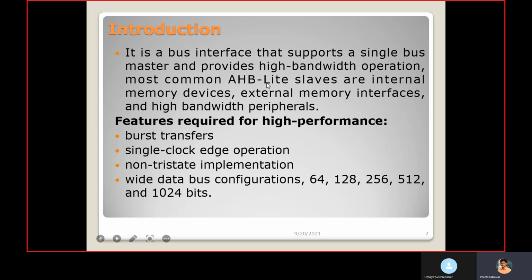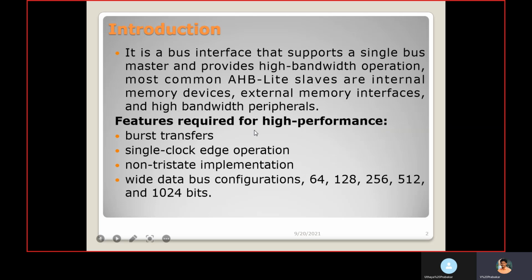Most common AHB Lite slaves are internal memory devices, external memory interfaces, and high bandwidth peripherals. So here in this Lite version, we have only one master and multiple slaves. The slave may be a memory device, an external memory interface, or a high bandwidth peripheral.